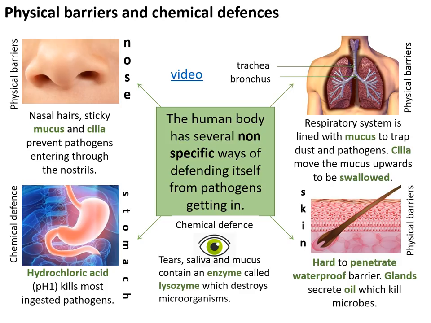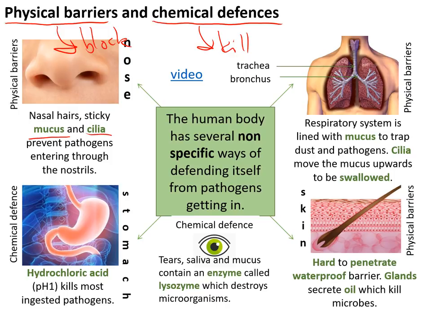With all these pathogens kicking around, our body has evolved a series of physical barriers and chemical defences to keep us safe from them. Physical barriers block and trap pathogens, and chemical defences kill pathogens. So, important physical barriers: in our nose, we have mucus and cilia. Mucus is a thick, sticky liquid that traps bacteria, and cilia are little hairs that sweep the bacteria, the mucus, up and out of our lungs and up and out of our throat, so it can be coughed up or swallowed.